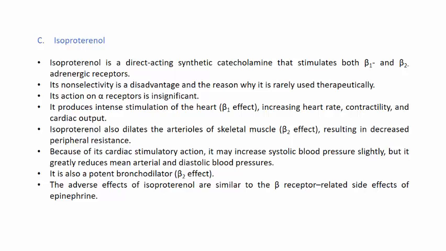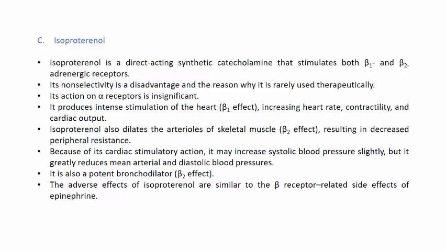Its action on alpha receptors is insignificant, where it produces intense stimulation of the heart, which is a beta 1 effect, where increased heart rate, contractility and cardiac output, and it is as active as epinephrine in this action. Meaning that in terms of its effect on the heart, the action is as effective as epinephrine. Also it dilates the arterioles of skeletal muscle, which is a beta 2 effect, resulting in decreased peripheral resistance. So when it dilates the arterioles of skeletal muscle, this will result in a decrease in peripheral resistance.